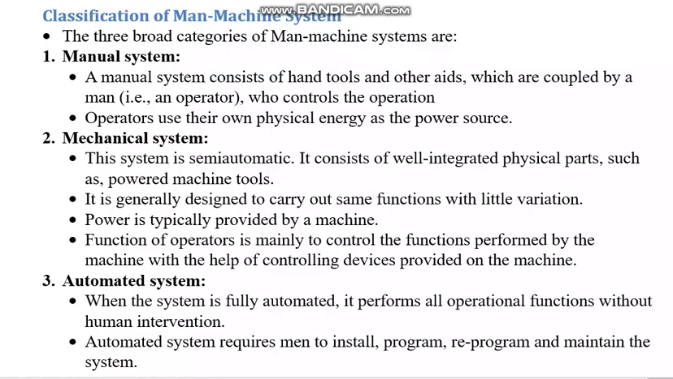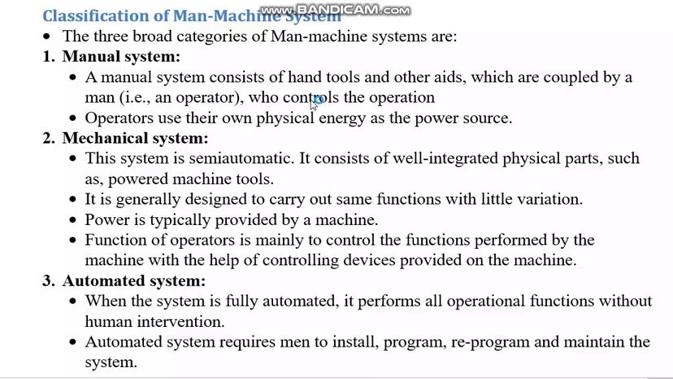Now let us see the classification of man-machine systems. There are broadly three categories. The first one is the manual system, manually doing the work. A manual system consists of hand tools, as I said, a screwdriver is a hand tool, or other aids which are coupled by a man who controls the operation. Now, man is controlling the operation.